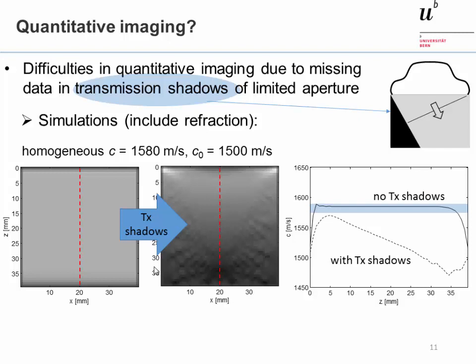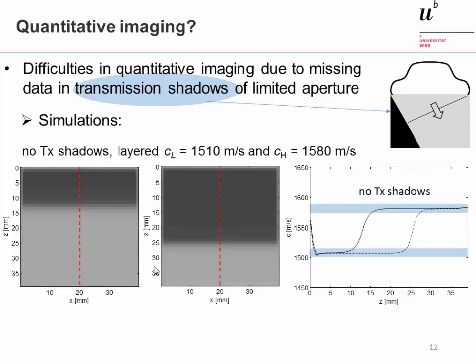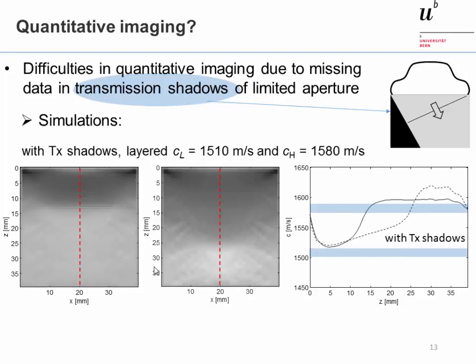In simulations of homogeneous phantoms, assuming that we don't have this limitation, we could show that it should be possible to accurately reconstruct the speed of sound distribution. But as soon as we delete the data in those transmission shadows, we reproduce the experimental results. The same for a layered phantom. Assuming that there's no limitation in the aperture, you can reconstruct the different speeds of sound of the different layers. But when we assume the missing data, we can again reproduce the experimental results.